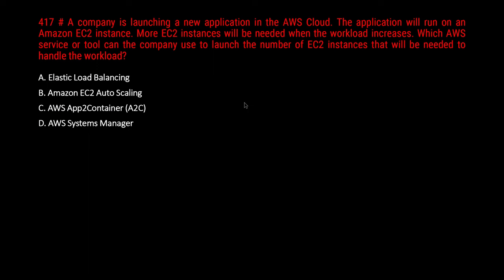A company is launching a new application in the AWS cloud. The application will run on an Amazon EC2 instance. More EC2 instances will be needed when the workload increases. Which AWS service or tool can the company use to launch the number of instances? Okay, we have done this question, I think, was it first or second in this video? We already know the answer, which is Amazon EC2 Auto Scaling. We don't even have to look any further. This is the same question asked in a different way. Adding, removing EC2 instances, Auto Scaling.